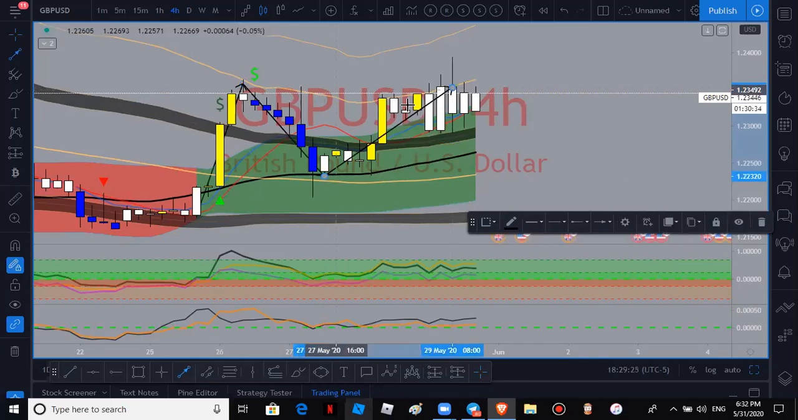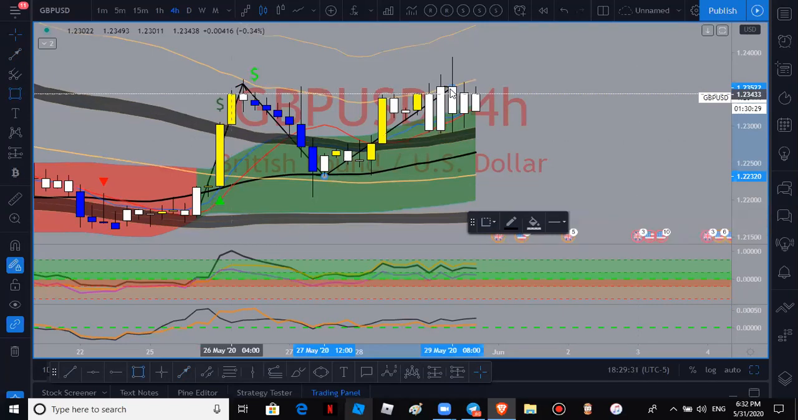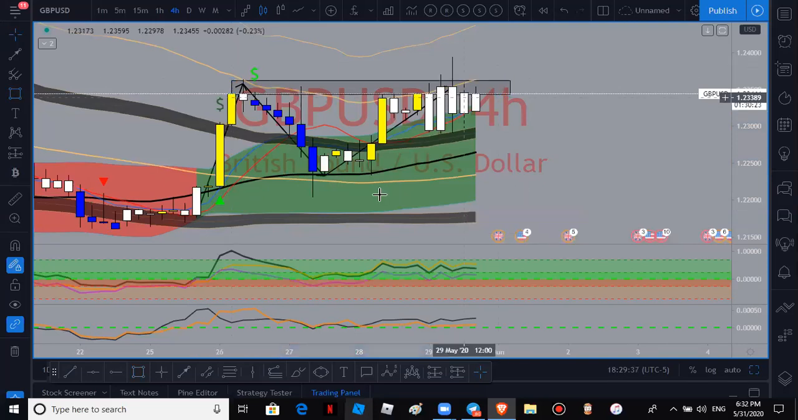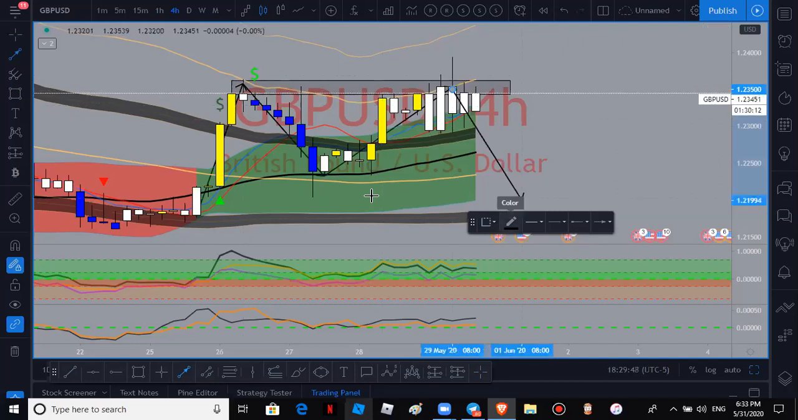And I'll draw the support out so that it's a little more visible. We have price came up and is respecting this support right here. So I like how this looks. And it's at this two deviations as well, which is another form of confluence. So right now, I want to take GU down. I want to sell it.